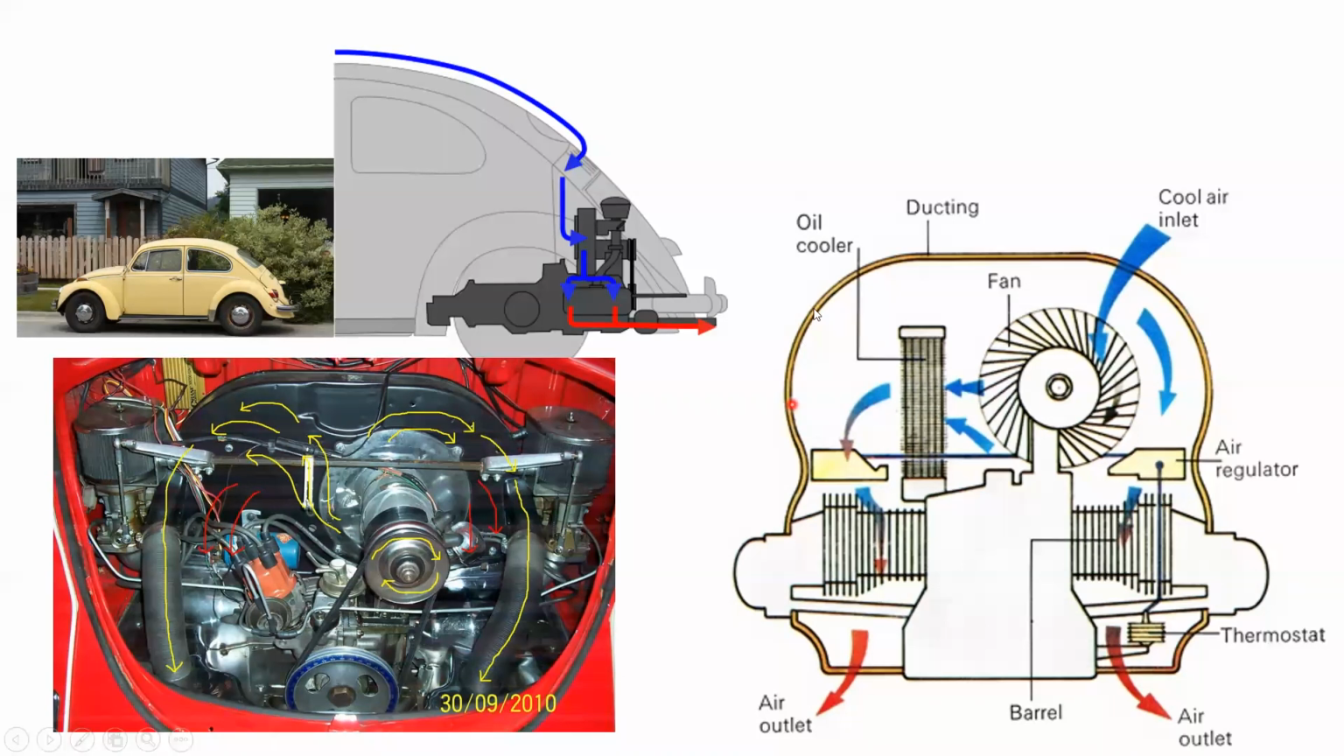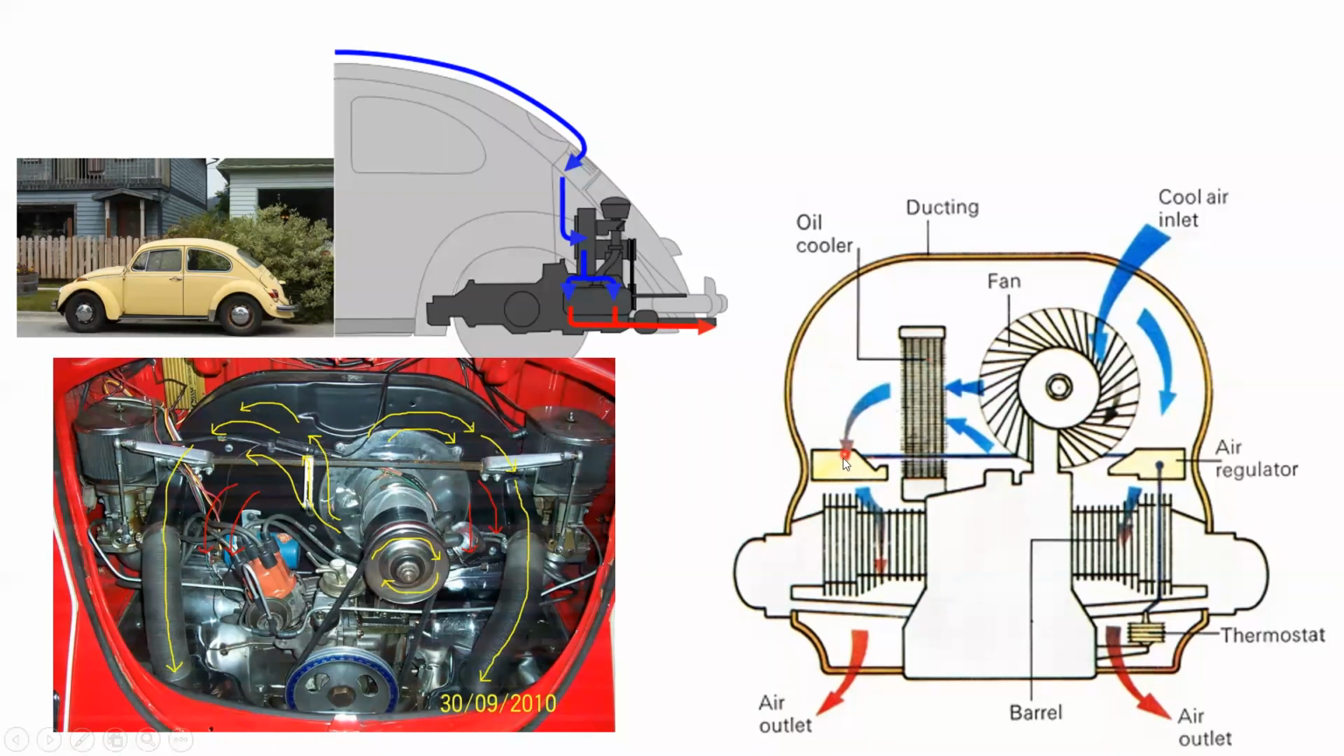This ducting is represented by this black area. In there we have an oil cooler and the fan. When the fan is operating, it sucks air and circulates it around this ducting, where it sends the airflow through the oil cooler, cooling the engine oil.